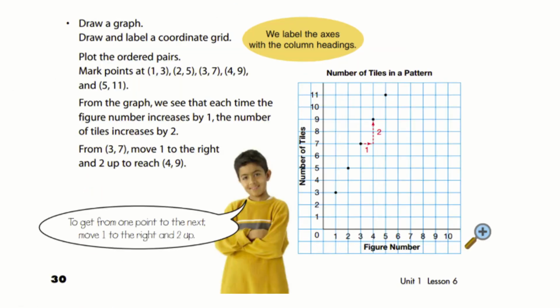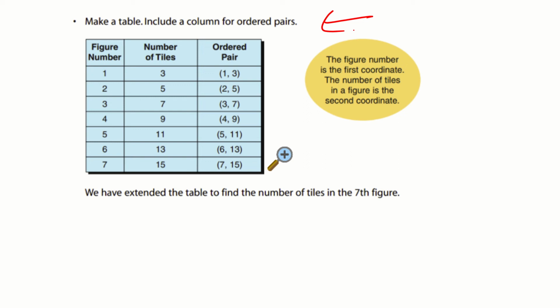Okay, the next way you can do it is making a table including a column for ordered pairs. So here it says, and this is very, very important, the figure number is the first coordinate, which is x. The number of tiles in a figure is the second coordinate, which is y.